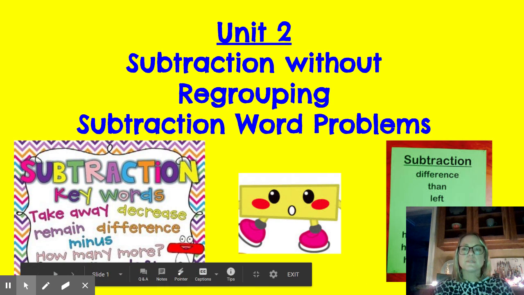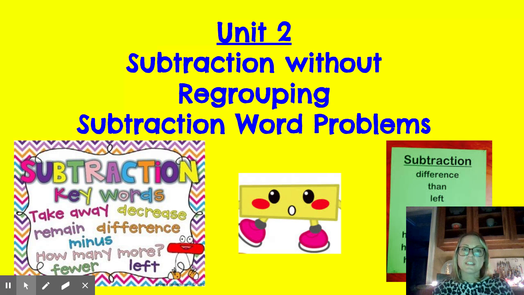Hey boys and girls, it's Miss Dorsey again today, and we are going to continue working on subtraction without regrouping and solving subtraction word problems. Okay, boys and girls, we're going to talk about some vocabulary. We're just going to review those vocabulary words real quick again, and several of our keywords are keywords in word problems.